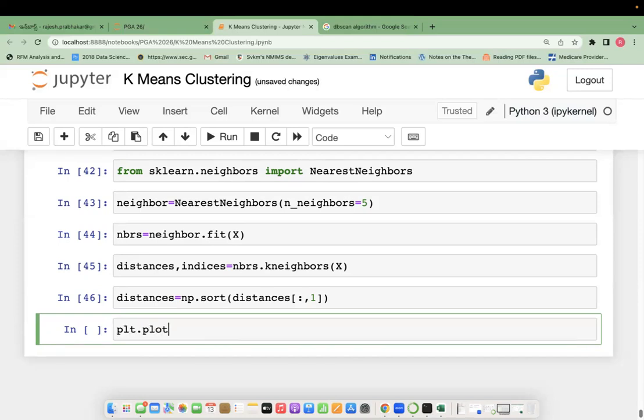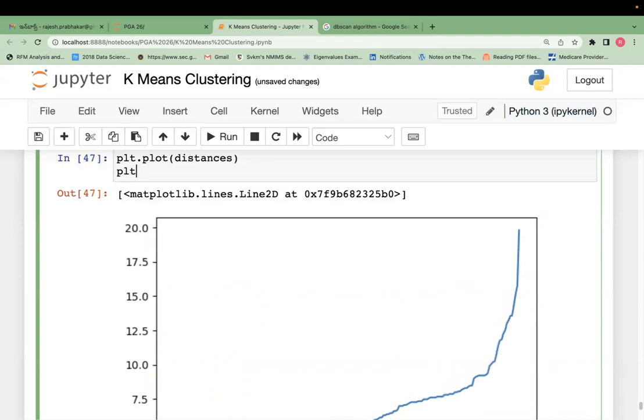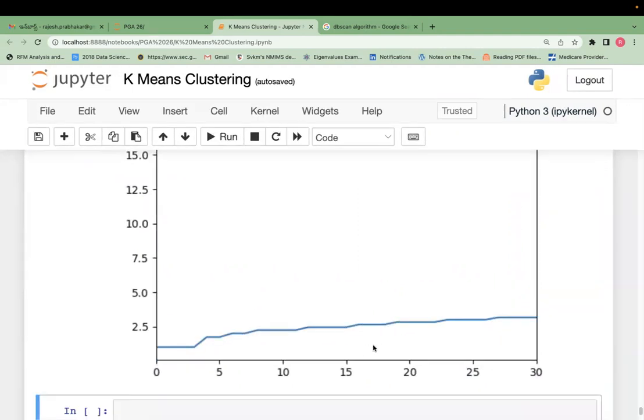So plt.plot. Once you plot the distances, you need to see where it is flattening. It is flattening somewhere around 15. See here, the straight line is increasing somewhere around 15. Somewhere after 15, you can see, right, 15. Bigger is here, 4. But if you see the point, epsilon is going upwards, right? 15 is also a point where it is going upwards.